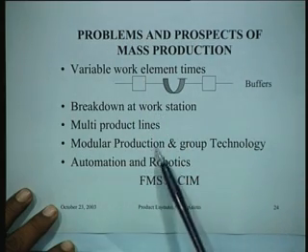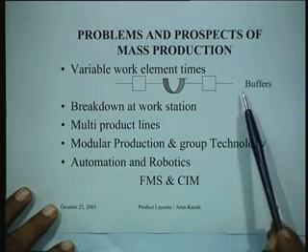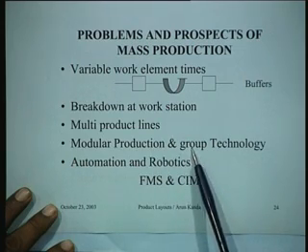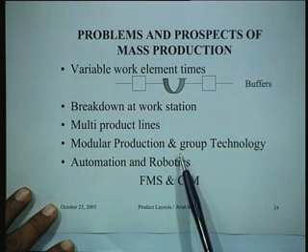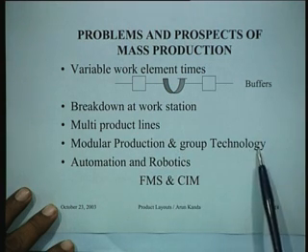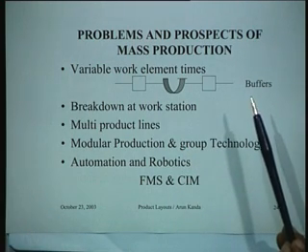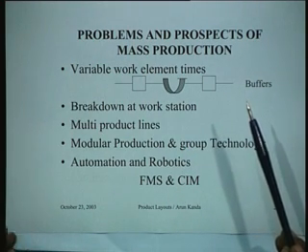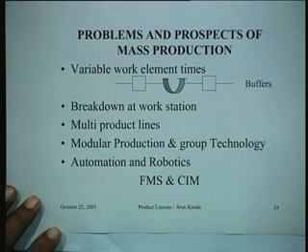We can also talk about modular production and group technology, which is an alternative to assembly lines, which means that you can talk about grouping parts in a certain fashion so that you can achieve modular production and cellular manufacturing, which will try to capture the advantages of both product and process layouts. That's the basic feature of cellular manufacturing.